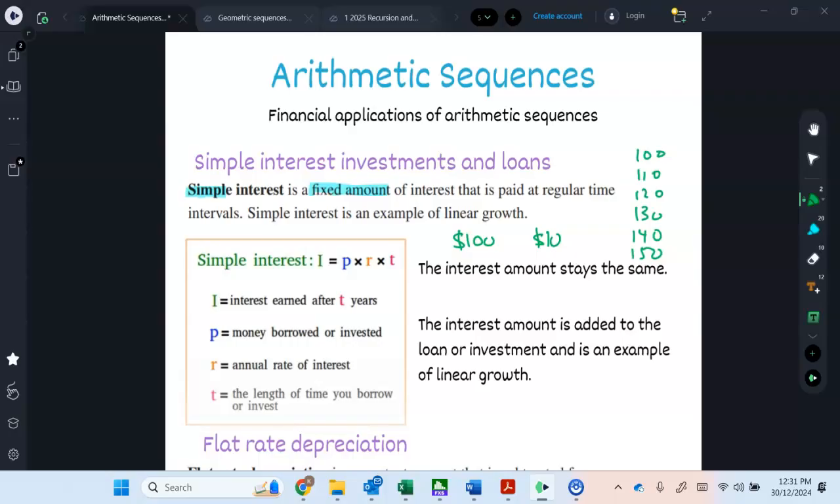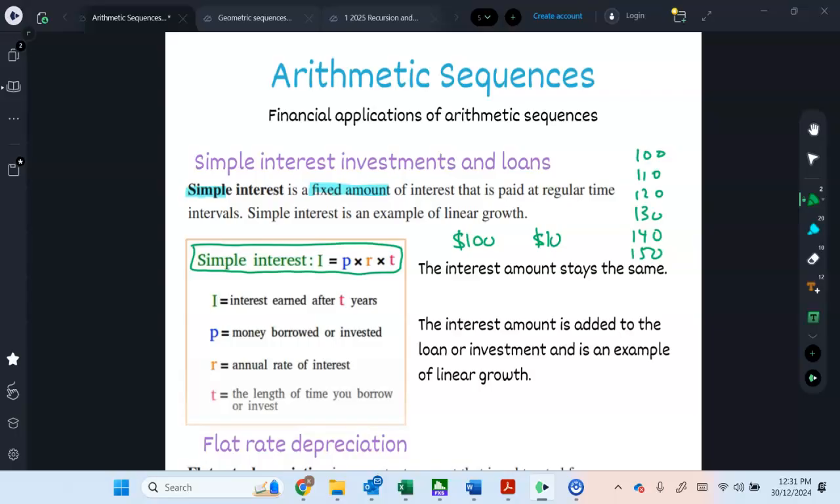Now, this simple interest formula, you can still use in units 3 and 4. You probably were introduced to it in unit 1 and 2, or even in year 10. So I equals P times R times T. I is your interest earned after T years. P is your money borrowed or invested, so we tend to call that the principal. R is your annual rate of investment, and T is the length of time you borrow or invest.